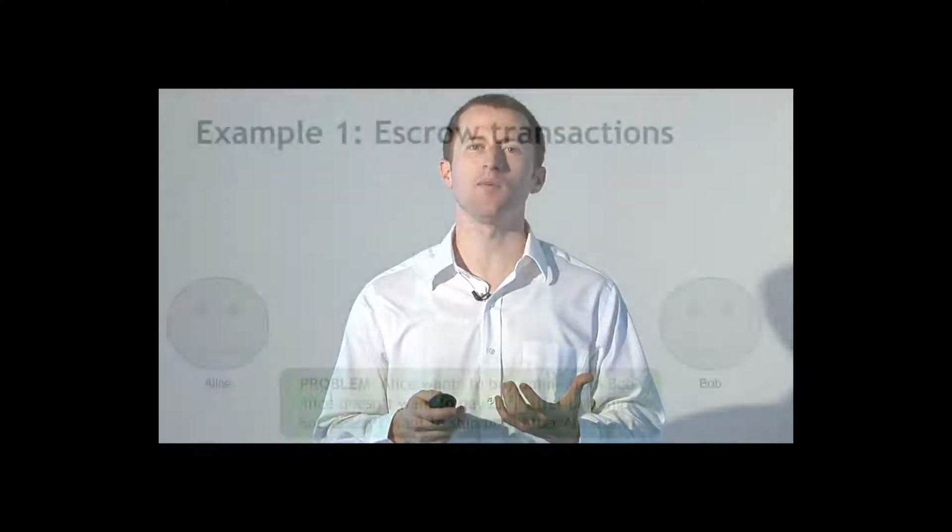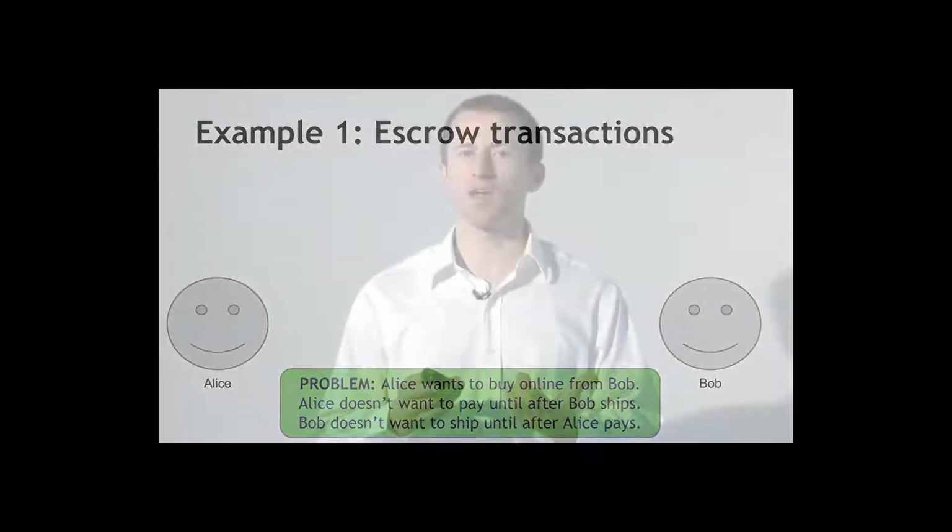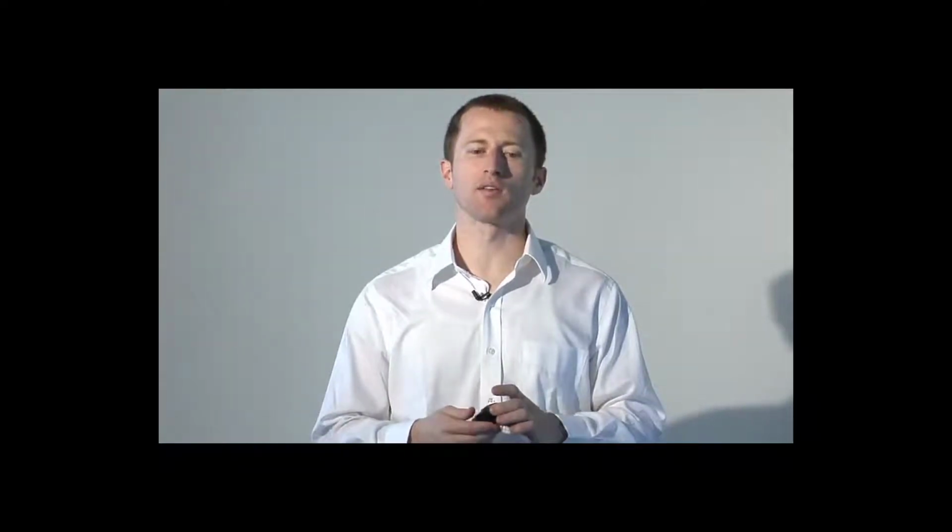So this is a classic situation online. Alice and Bob want to do business with each other. Maybe Alice has just won some online auction and is ready to buy some things from Bob. Now Alice wants to pay Bob in Bitcoin for Bob to send some physical goods back to Alice. But we get into this problem where Alice doesn't want to pay until after she's received the goods, but Bob doesn't want to send the goods until after Bob has been paid. So what can we do about that?